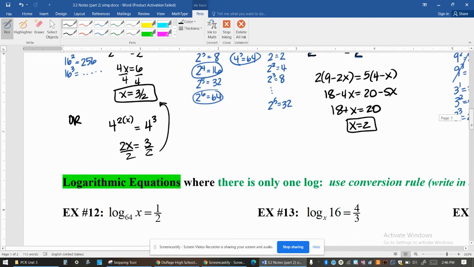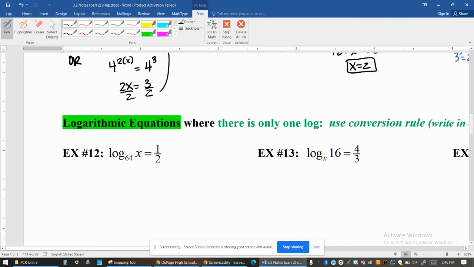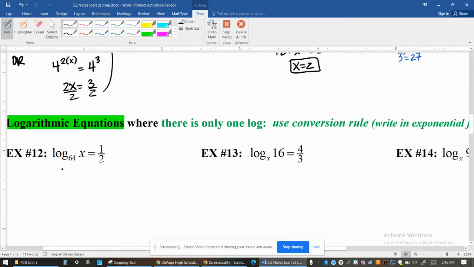All right, the last type we're going to look at is just really basic logarithmic equations where there's only one log. These are very similar to some of the problems that we did in our previous lesson. So I tend to work better when something is written in exponential form. So if you're given one log, doesn't matter whether the variable x is your argument or your base.